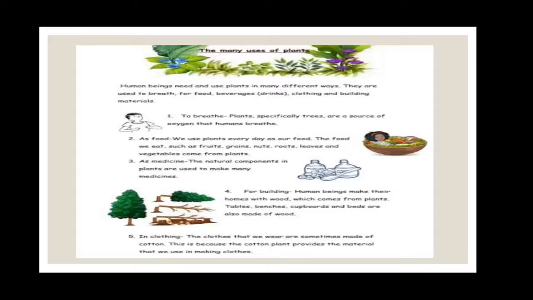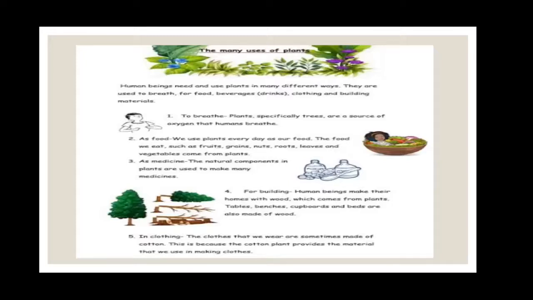Second, as food. We use plants every day as our food. The food we eat such as fruits, grain, nuts, roots, leaves, vegetables come from plants. As medicine, the natural components in the plants are used to make many medicines. So some plants are used for making medicine.